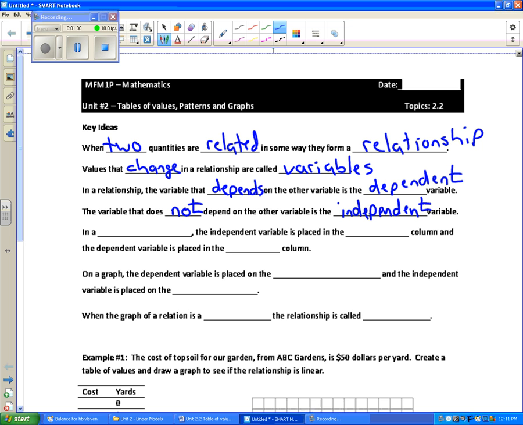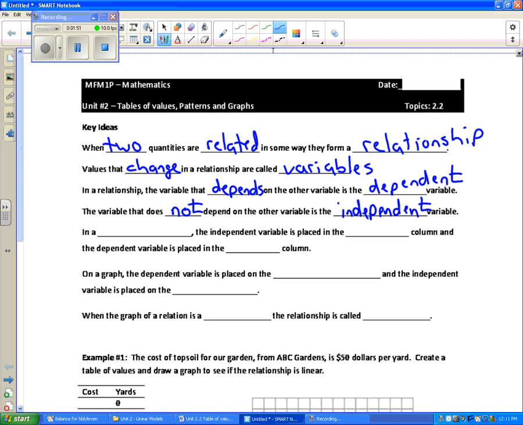An example I can think of when I was a kid, and maybe some of you now too, I'm dependent on my parents when I was a kid. So I depended on them, therefore I was a dependent. When I was a grown-up and I went to school, and then when I moved out, I no longer depended on them and I was independent.